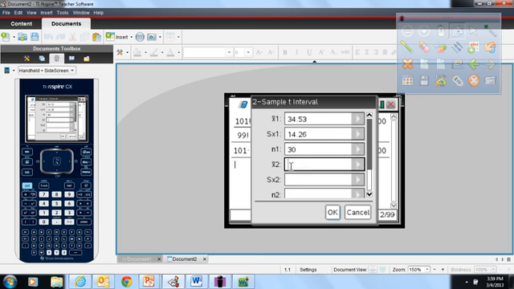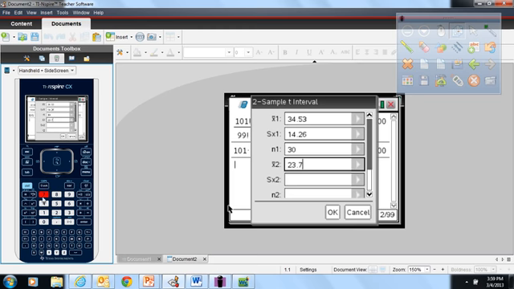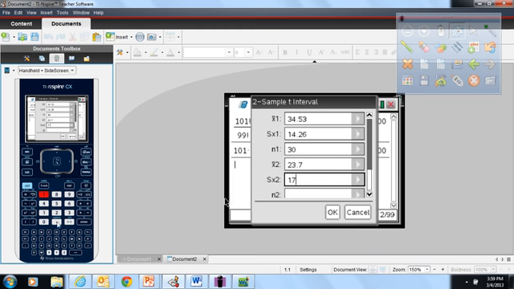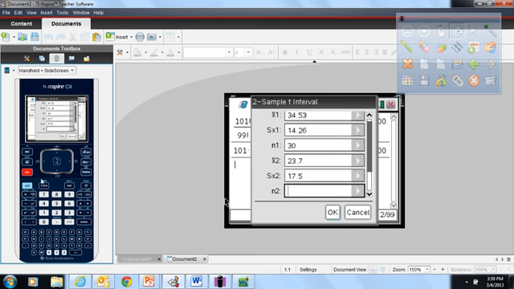My X bar for group 2 is 23.70. My standard deviation, that's the 17.5. And again, my sample size is 30. And then it's going to ask me for my confidence level, and my confidence level is going to be 90%.